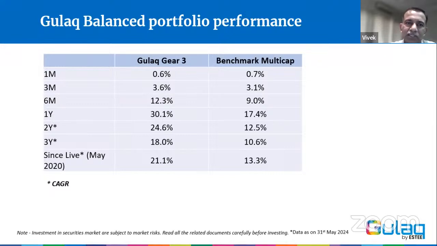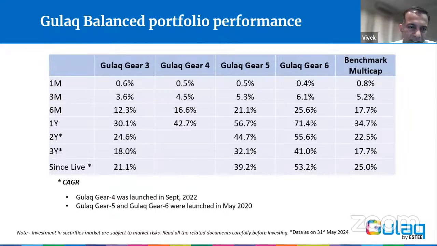Now, this being the most conservative, Gulaq Gear 3, which has 40% equity and 20% debt. And even in this, we have given pretty solid returns over the last 4 years. Obviously, the market has helped in all of this, but you can see all of our portfolios have done considerably well as compared to the benchmark indices.